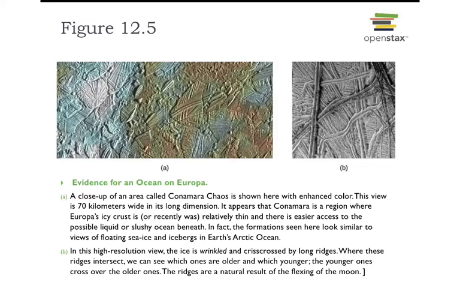On the right, we see kind of these ridge lines that intersect with older ones and younger ones that tend to cross over. So that kind of implies that there's a natural flexing of the moon itself. So kind of stretching and compressing.